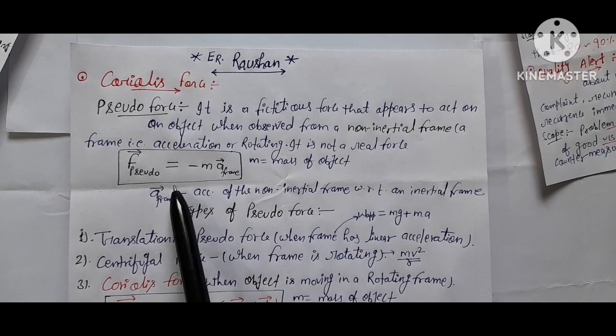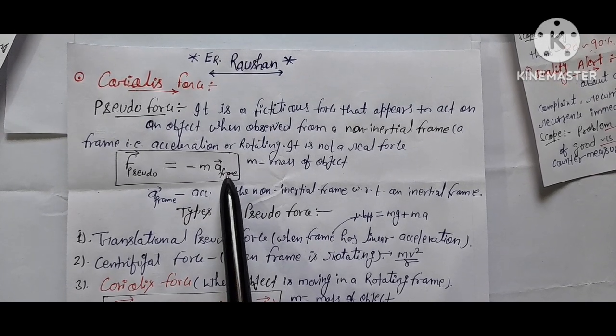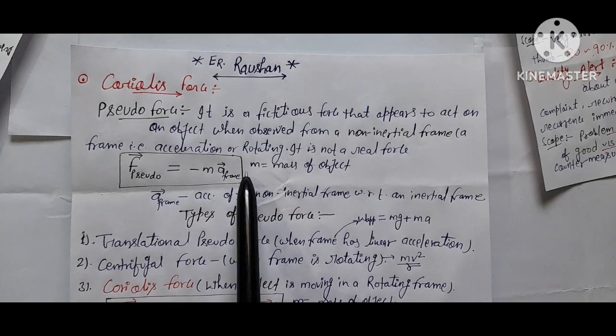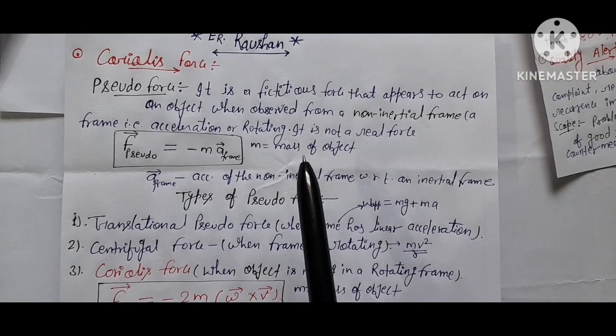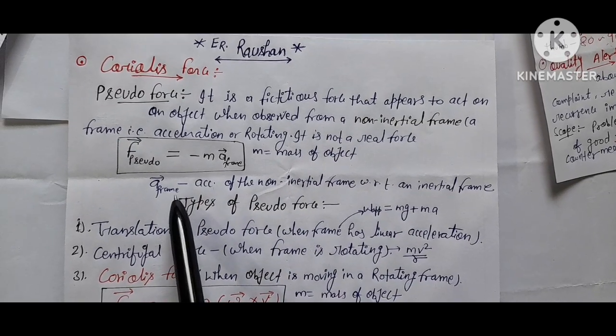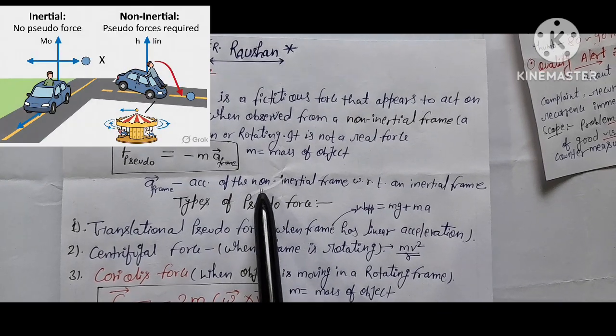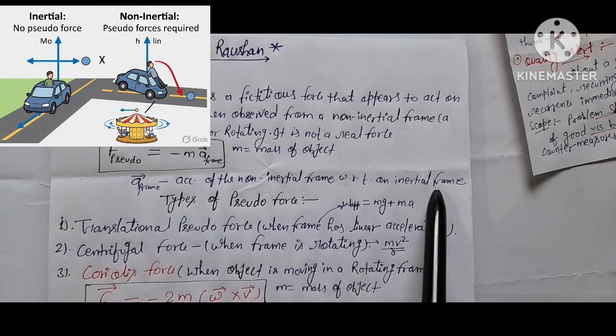So pseudo force equals minus m vector a, where m is the mass of the object, and a is the acceleration of the non-inertial frame with respect to an inertial frame.